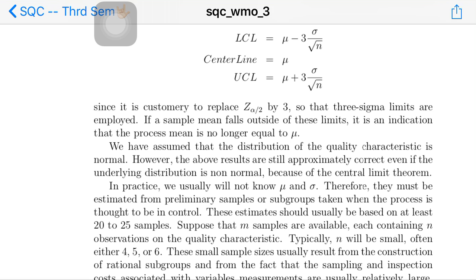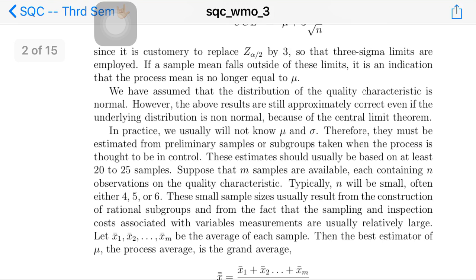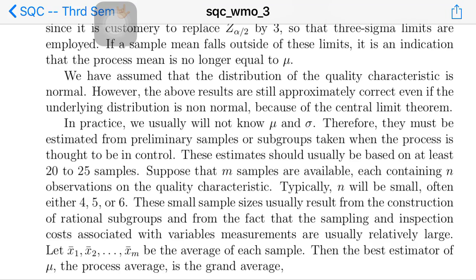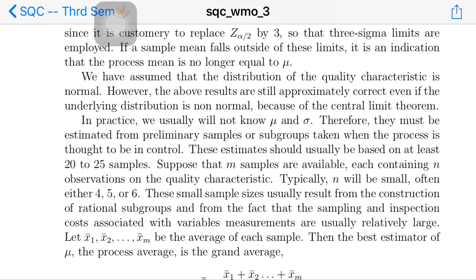Okay, then we come to the second case, that is when mu and sigma, the mean and standard deviation, are not known. That will be the usual case, because if the process standards are not established, we have to monitor the process mean consistent with the inherent process mean mu and inherent process standard deviation sigma. So we have to estimate this mu and sigma from some preliminary samples.